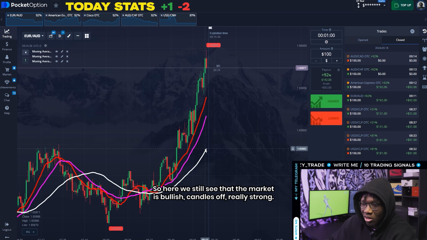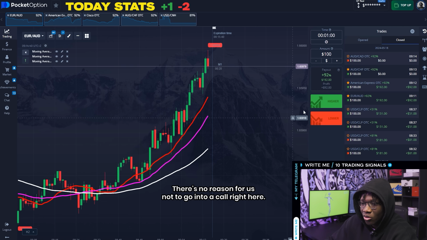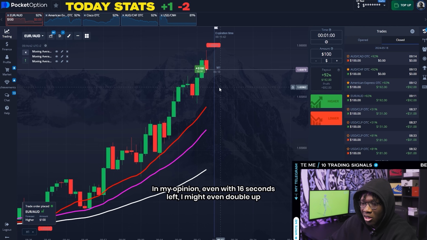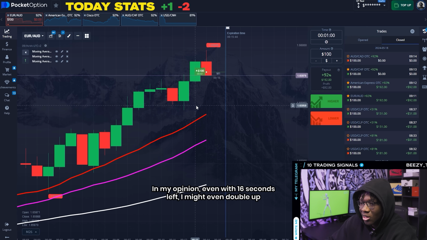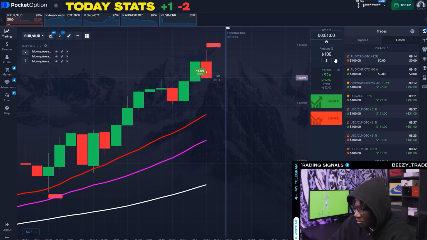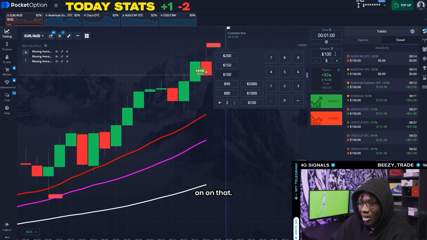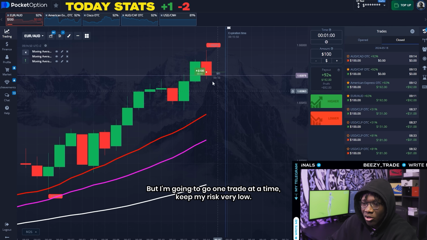So right here, we still see that the market is bullish. Candles are really strong. There's no reason for us not to go into a call right here, in my opinion. Even with 16 seconds left, I might even double up on that, but I'm gonna go one trade at a time, keep my risk very low.